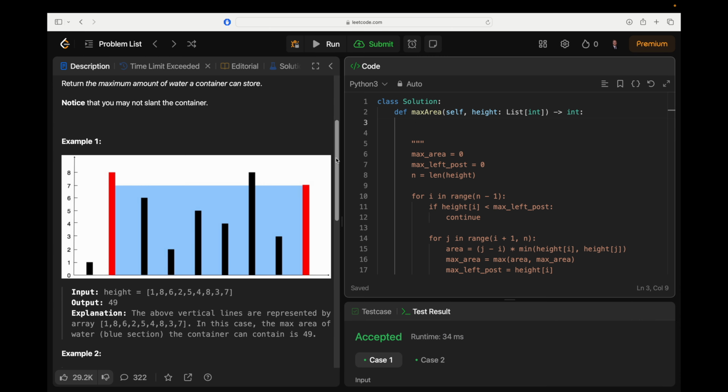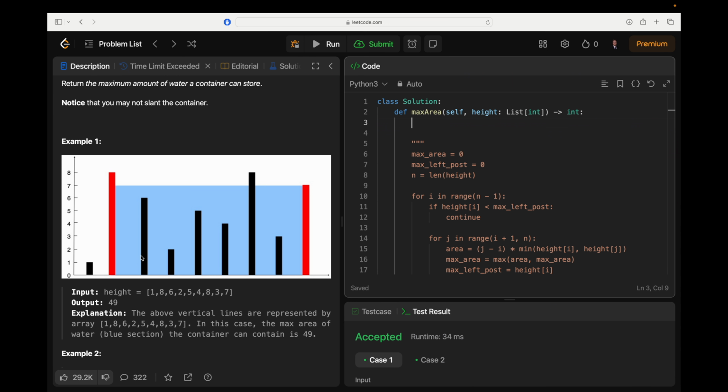The above vertical lines are represented by the array. Okay. So what can we do to make this faster? If you're watching and you're screaming at the screen, I apologize. How do we make this faster?